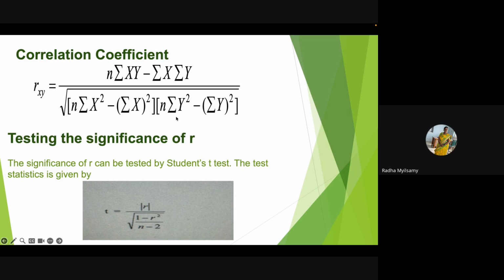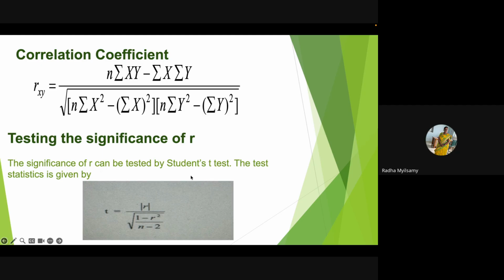the whole squared. After getting the correlation, we are testing the correlation because it is a sample correlation. Based on the sample values, we have the correlation R. Small r is denoted as sample correlation. We are testing whether the correlation is significant for the population or not using the t-test.